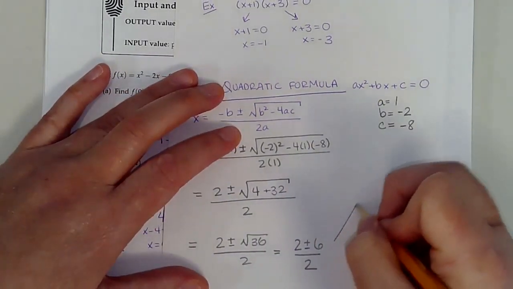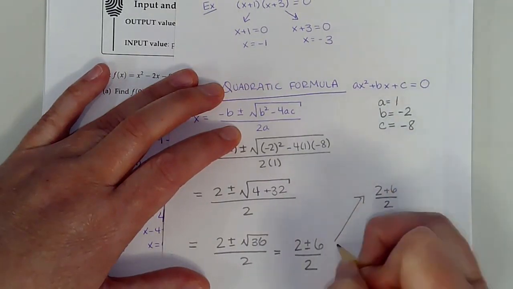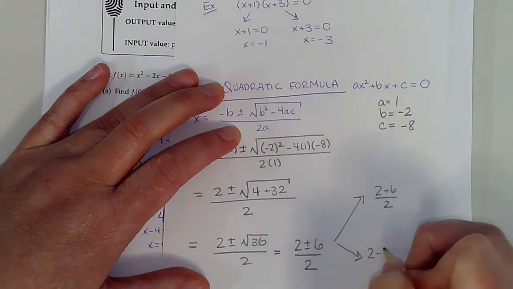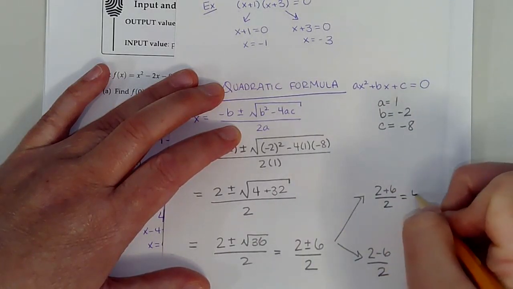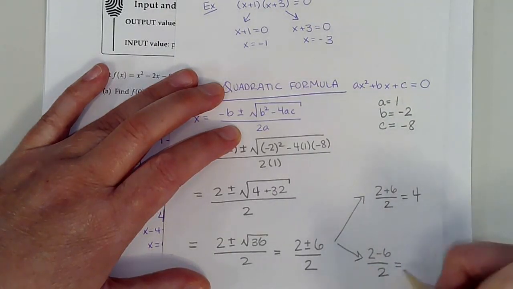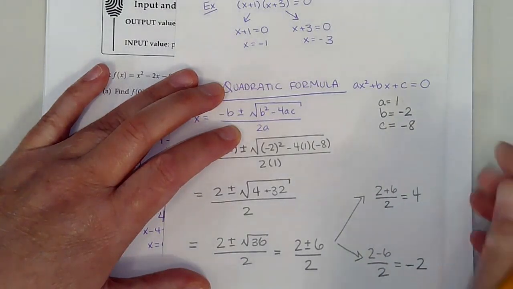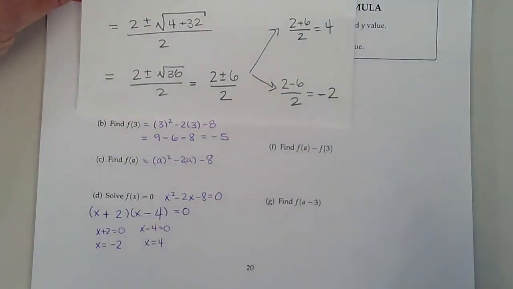So this will give me two answers. I either have 2 plus 6 over 2, or I have 2 minus 6 over 2. So this will be 8 over 2, which is 4. And this will be negative 4 over 2, which is negative 2. So the same answers that we got when we did this by factoring. So either way, we'll get you there.